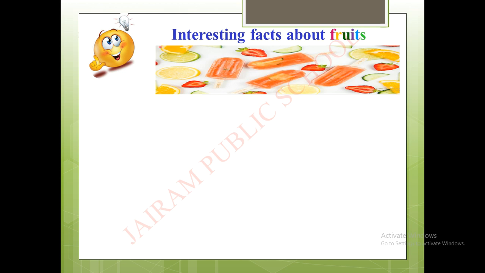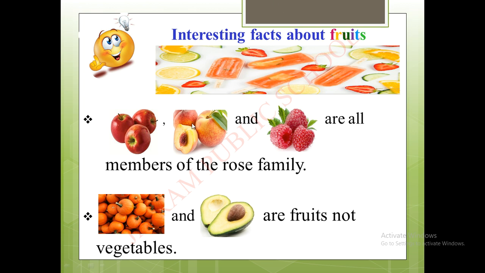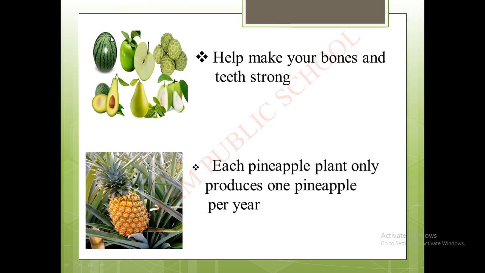Next, it's time for interesting facts about fruits. So here I have shared two interesting facts about the fruits. Let us see. We know that apple, peach and raspberry are all very tasty fruits, isn't it? These fruits all belong to the rose family. The next one is pumpkin and avocado. These are fruits, not vegetables. Next, green fruits help make your bones and teeth stronger. Next, amazingly, each pineapple plant only produces one pineapple per year. So one plant can produce only one pineapple for a year.